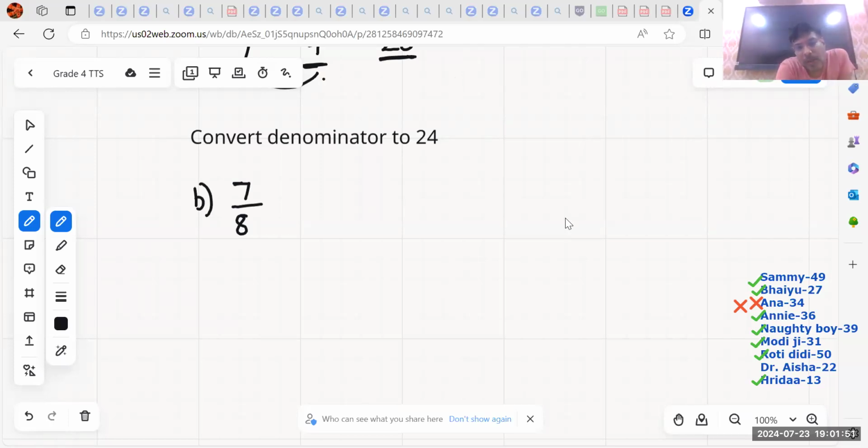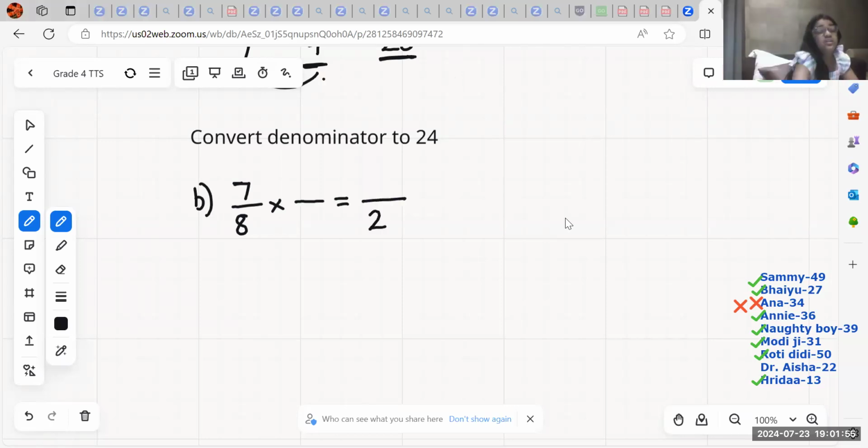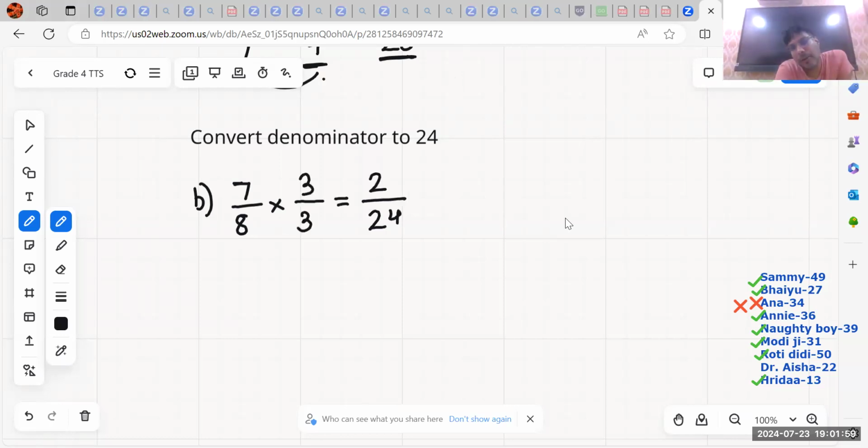So Anna and Dr. Aisha, listen. Which number will you multiply with 8 to get 24 in the denominator? Sir, 3. So just multiply by 3 by 3. Your answer will be 21 by 24.